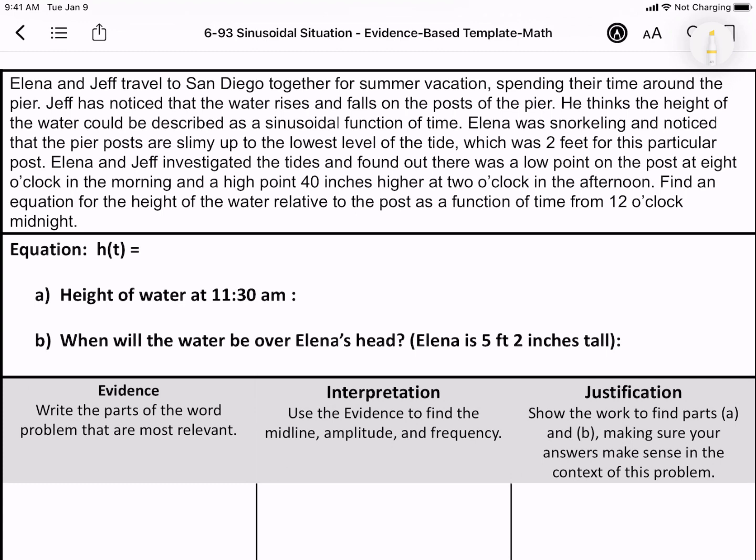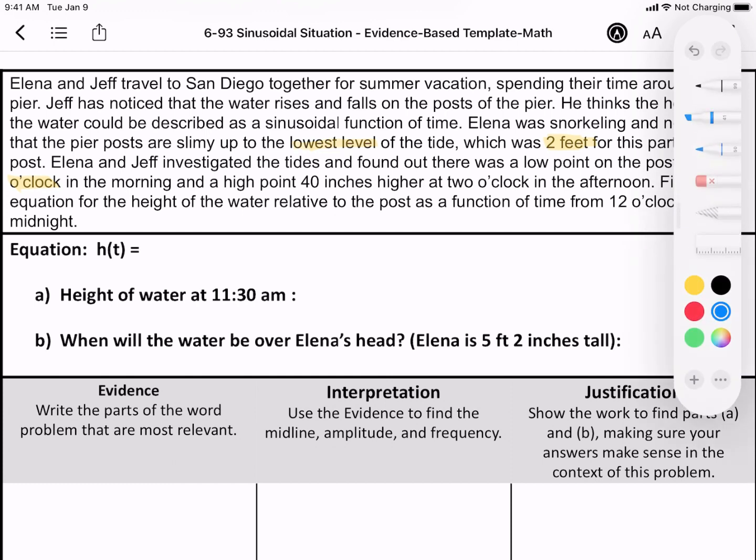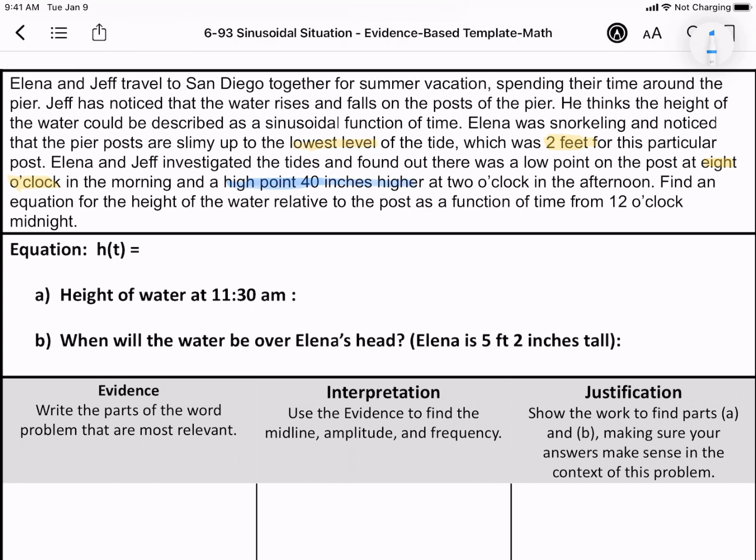And here are some things that I would have underlined or highlighted. The lowest level, the lowest point, is at 2 feet, and that low point is at 8 o'clock. So all those pieces of information go together: the lowest level, 2 feet, 8 o'clock. Some other useful information is that the high point is 40 inches higher at 2 o'clock. Those two pieces of information are going to help me find 2 points.